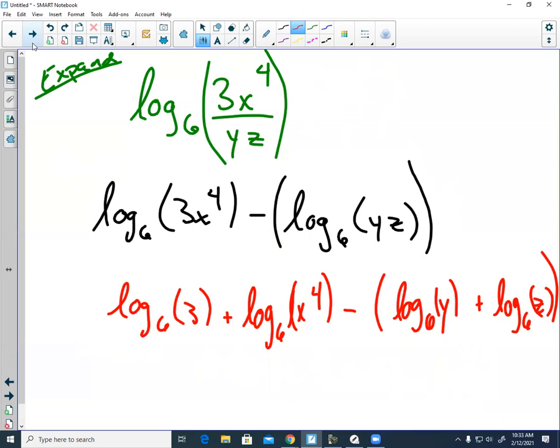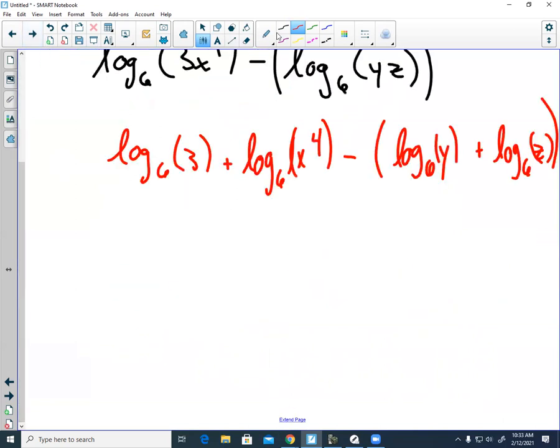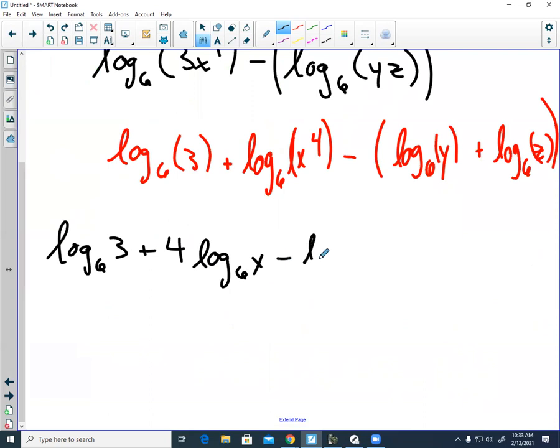Okay. So then the last one, I go through and I check to see if there are any powers, which there are. So there's no powers in the first one, so it's going to be log base 6 of 3. This one does have a power, so it's going to be plus 4 log base 6 of x. This one doesn't have a power, but now if you notice, I can just distribute the negative through here. So I'm going to say minus log base 6 of y. And then the negative is going to get distributed through here, so it's going to be minus log base 6 of z.